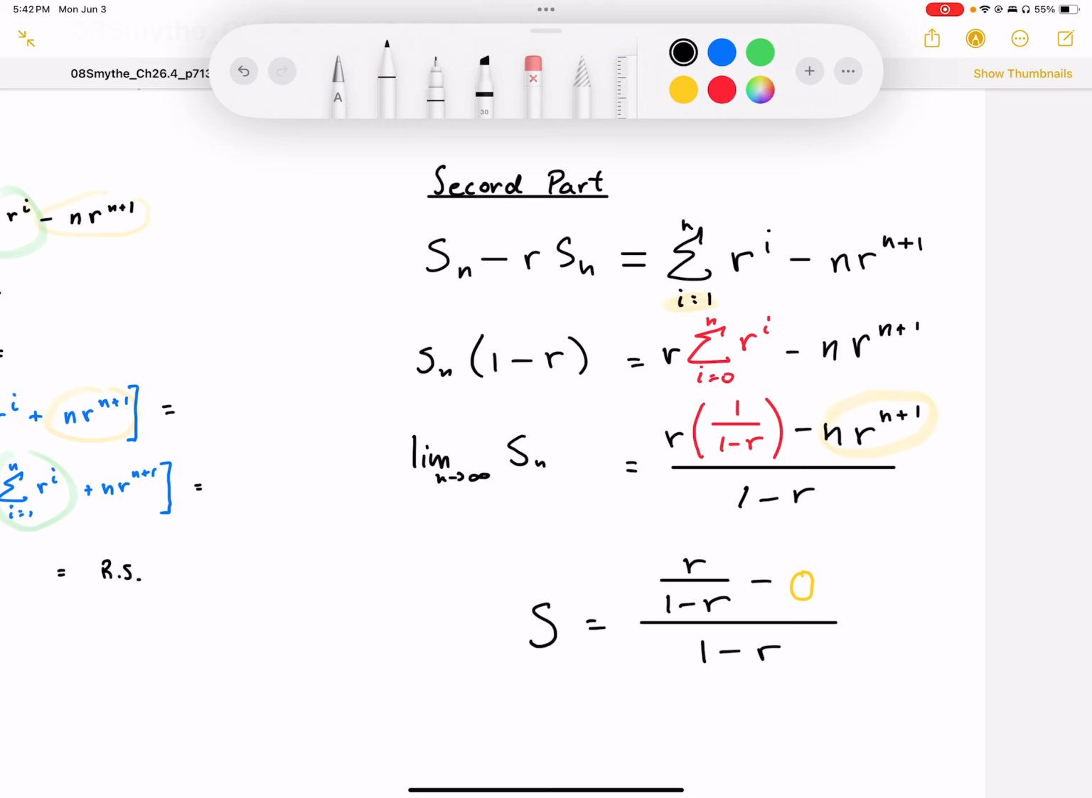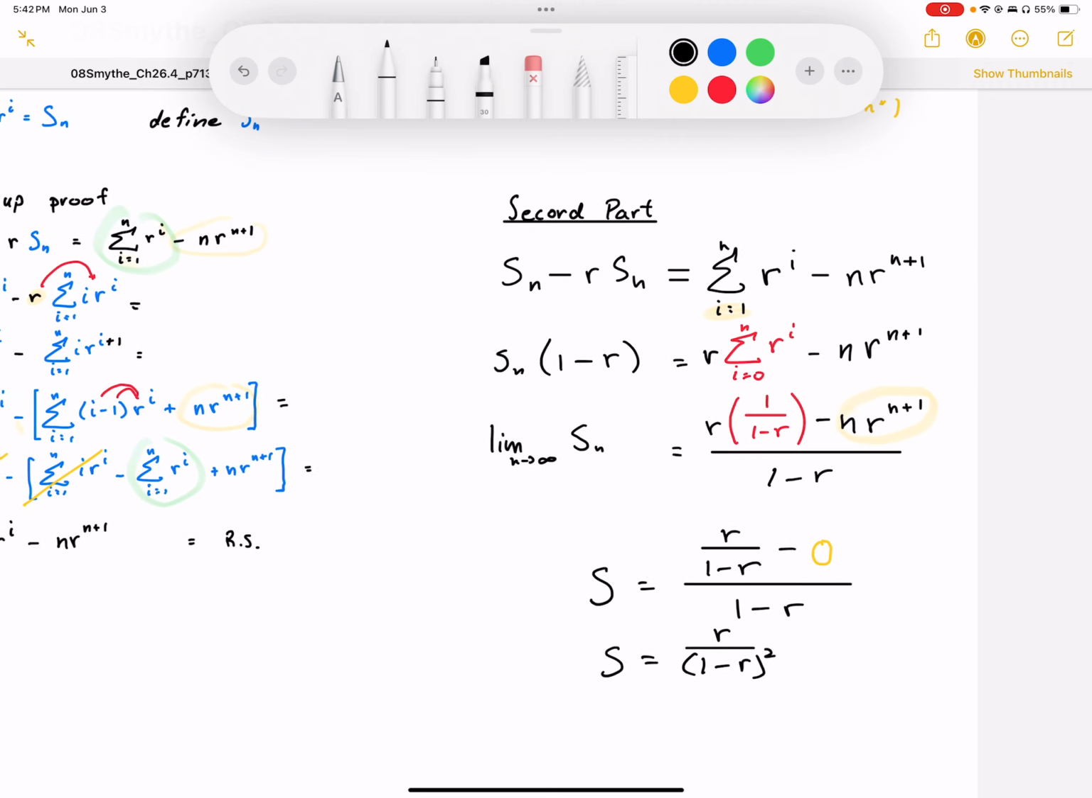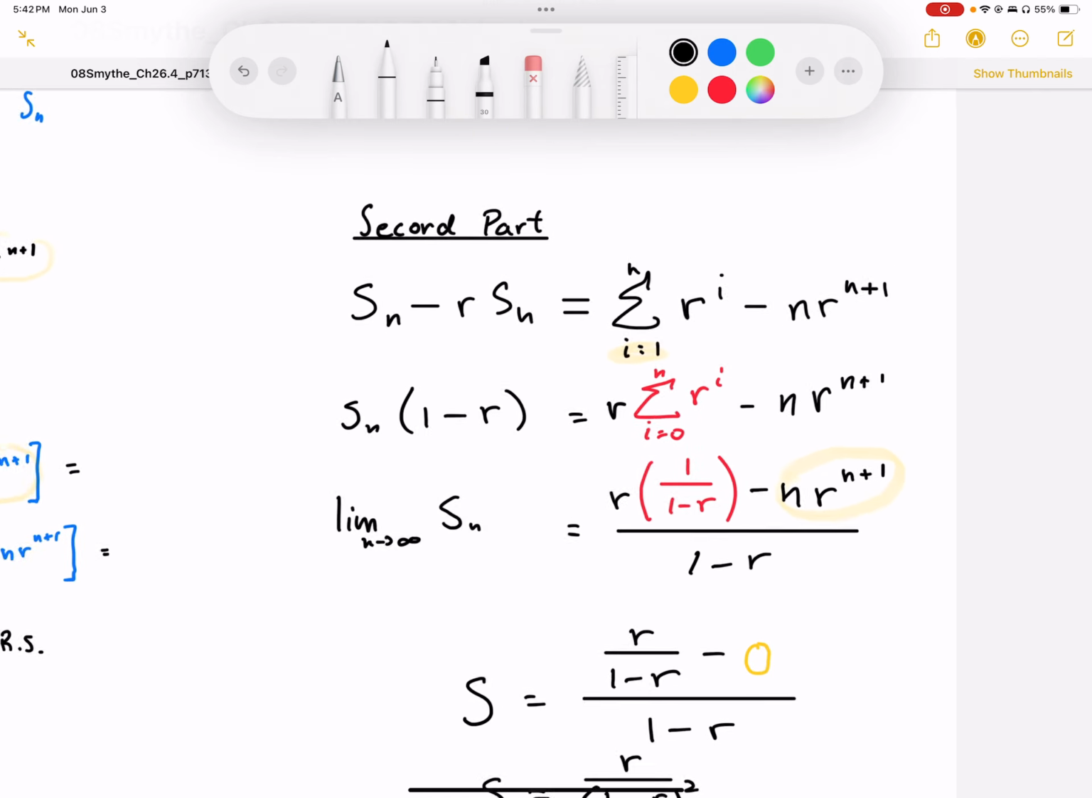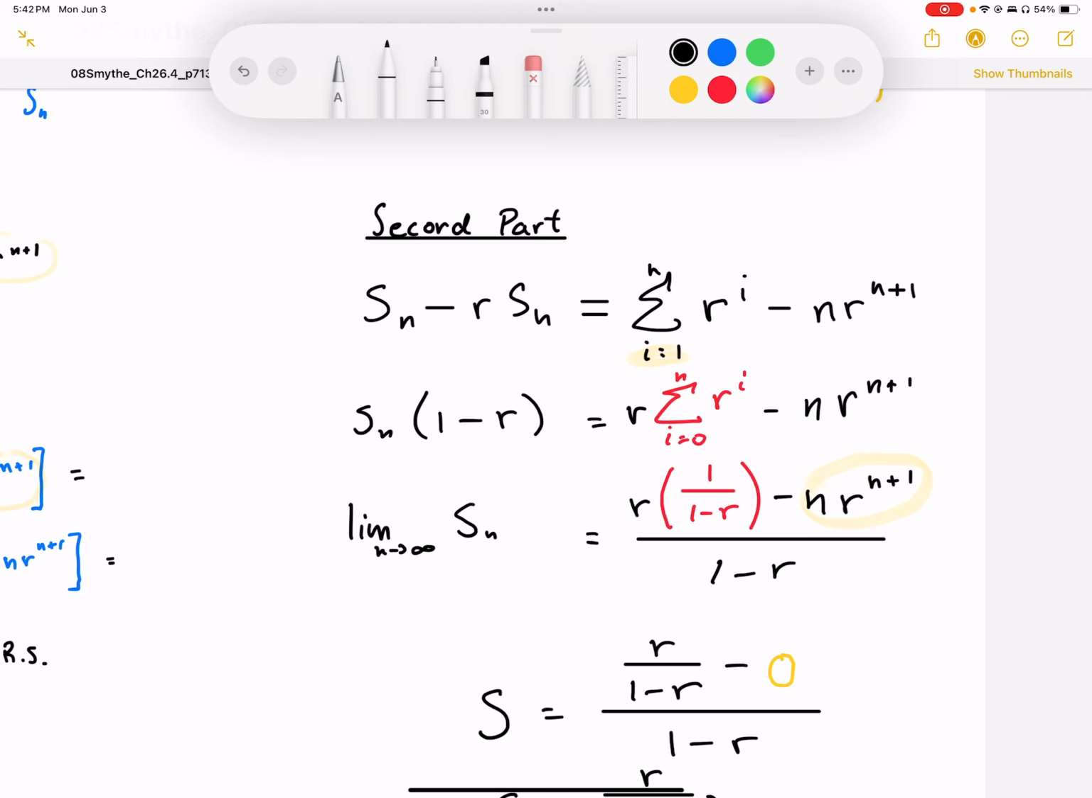Simplifying this expression, I end up with S equal to R over, and the 1 minus R's can come together in the denominator, so (1 minus R) all squared. So my infinite sum is convergent, and it's equal to that expression. I showed that using a limit and replacing the sigma notation part of the original expression here. I rearranged it a little bit so I can use my 1 over 1 minus R, which is equivalent to that infinite sum.